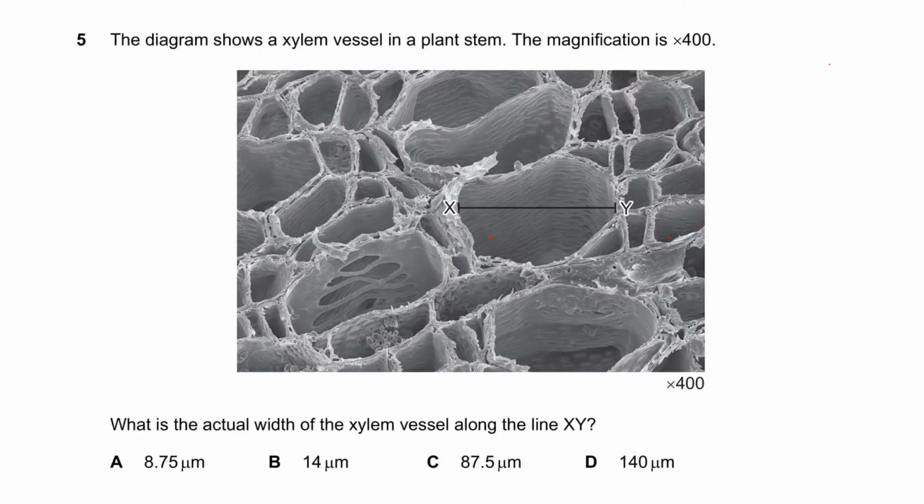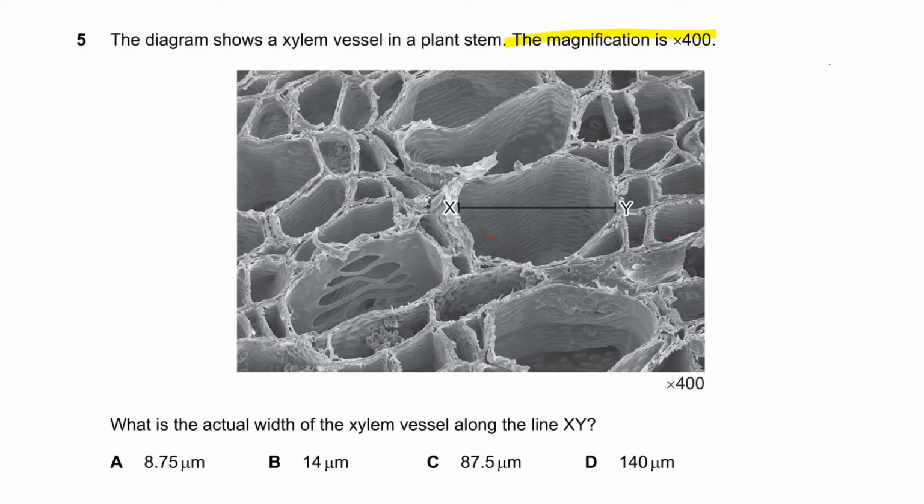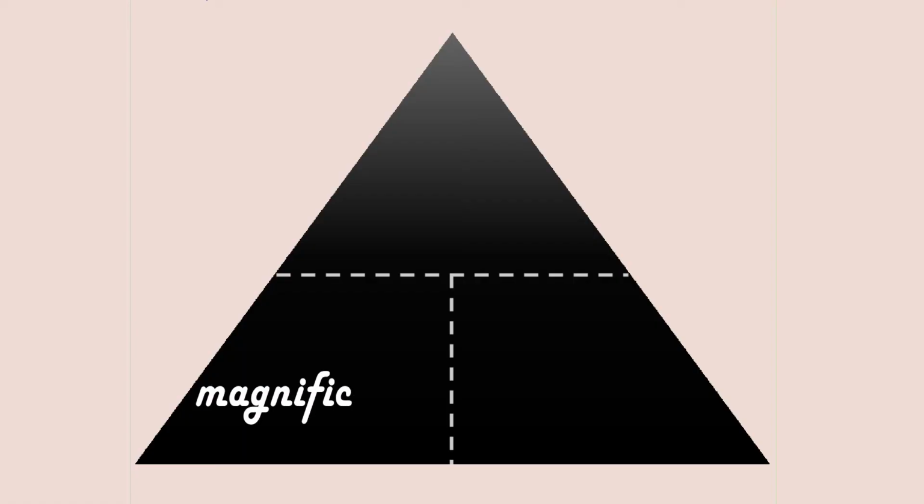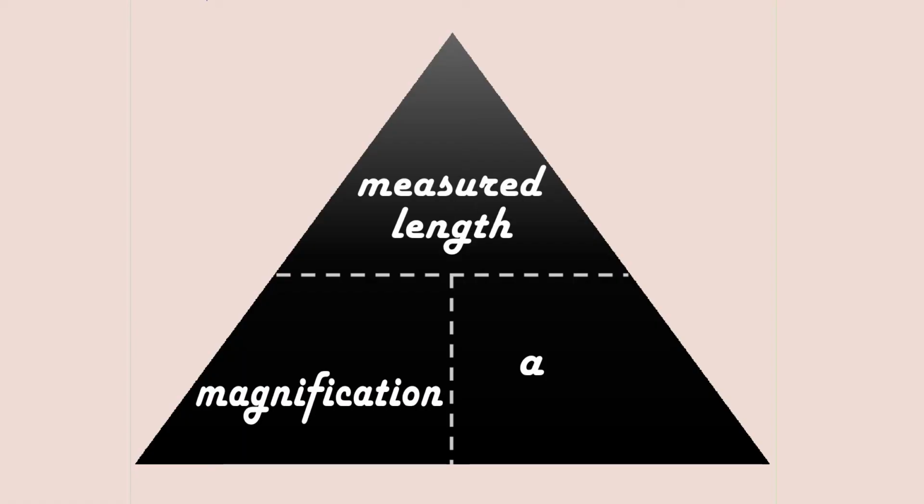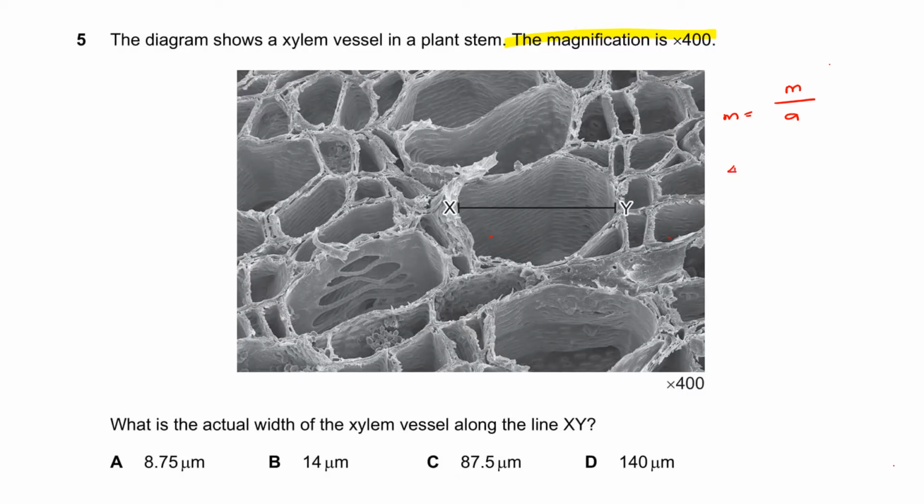Question 5 says the diagram shows a xylem vessel in a plant stem. The magnification is 400. What's the actual width of the xylem vessel along line XY? So first let's start by writing out the formula of magnification, which is magnification is equal to measured length over actual length. The magnification in this case is 400, and if you measure line XY, it will give you 3.5 centimeters, which is equal to 35,000 micrometers. I converted it to micrometers because if you look at our options, they're all in micrometers and you have to make sure that they're in the same unit.